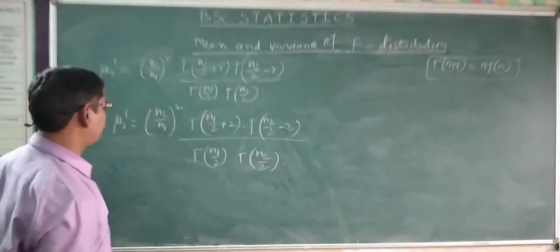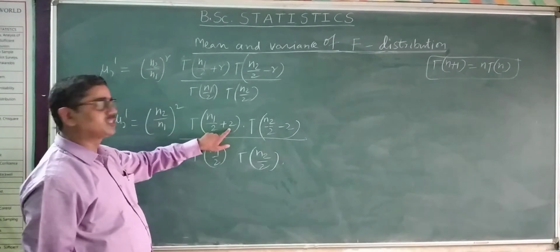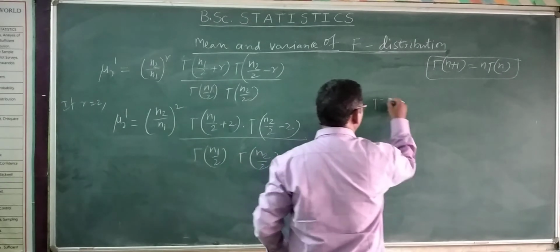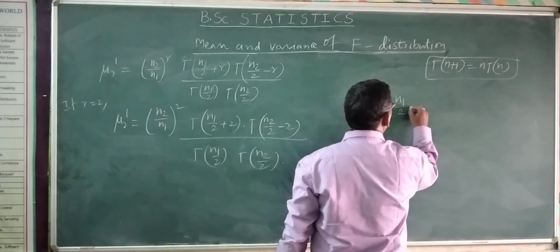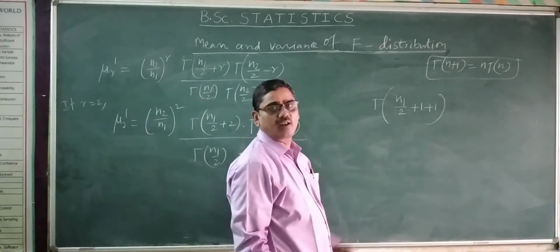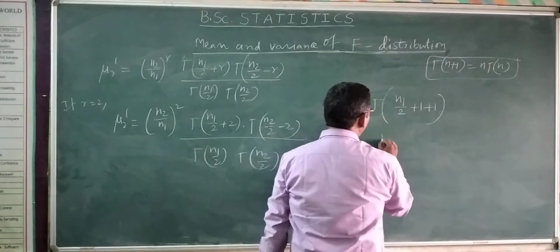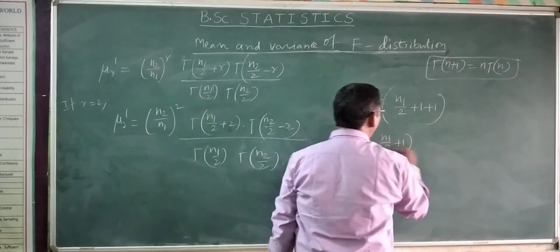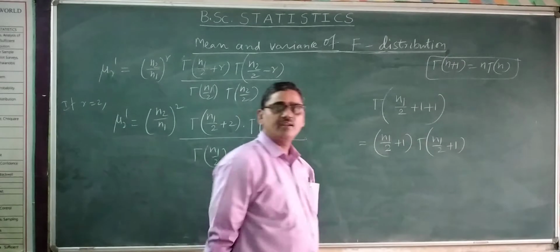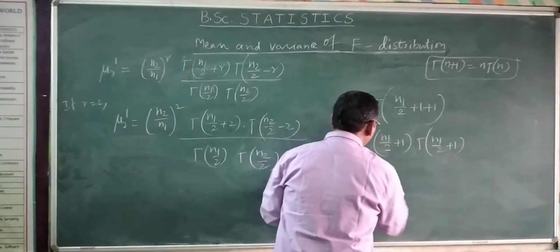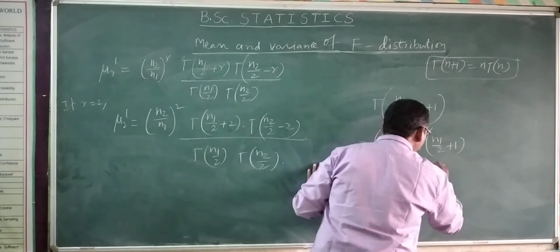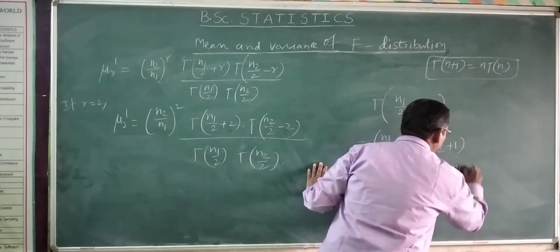How to use? You see here, this is n1 by 2 plus 2. I use the formula, just only the formula: n1 by 2 plus 1 plus 1. Plus 2, I am writing as plus 1 plus 1. So this will be n1 by 2 plus 1 into gamma of n1 by 2 plus 1 first. Okay? And then it is n1 by 2 plus 1 multiplied by, again, n1 by 2 into gamma of n1 by 2. Do you understand this?